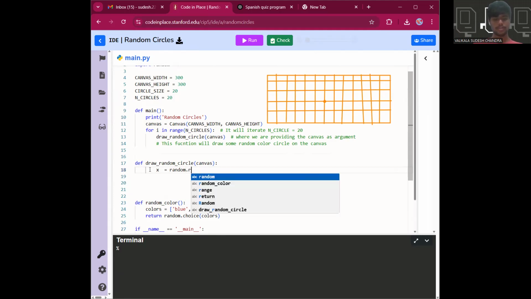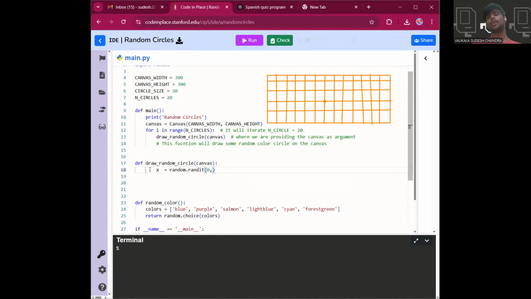For that, we're going to use the random integer, and we can go from the lowest value to the highest value. Now, many of you may think the highest value is infinity, but it is not like that. Since we are dealing with the canvas and we are provided with the dimensions of the canvas, we have to draw these circles within those canvas dimensions itself.